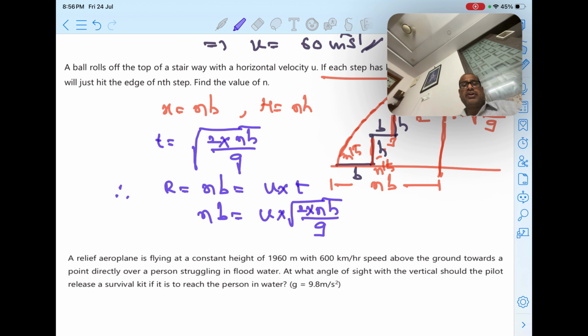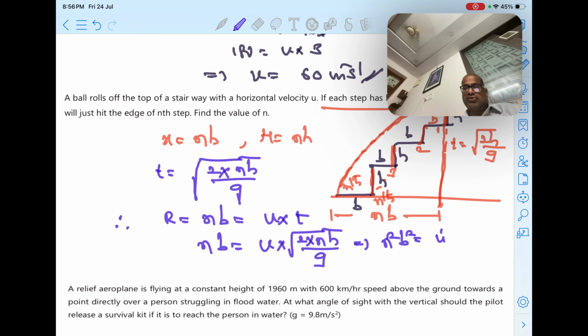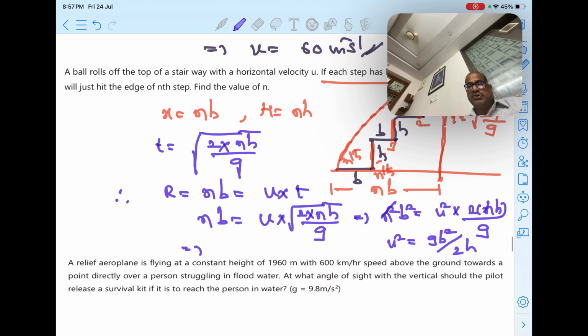So if you simplify and square on both sides, you will get n square b square is equal to u square into 2nh by g, and we want to find the value of u here. So u square, one n got cancelled, so u square is equal to g into b square by 2h, isn't it? From there we will get the value of u is equal to root of g by 2h into b.